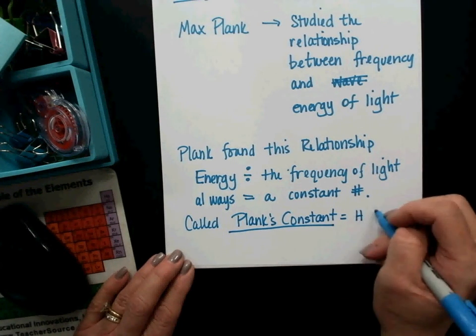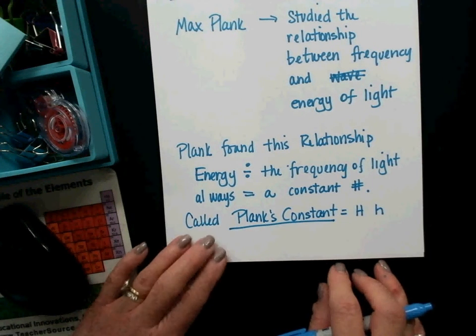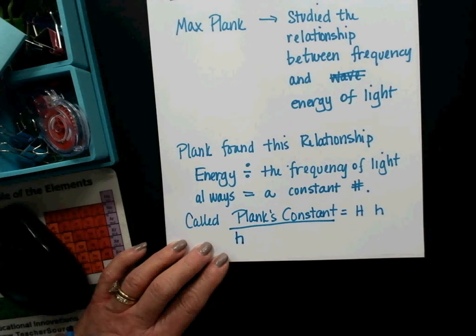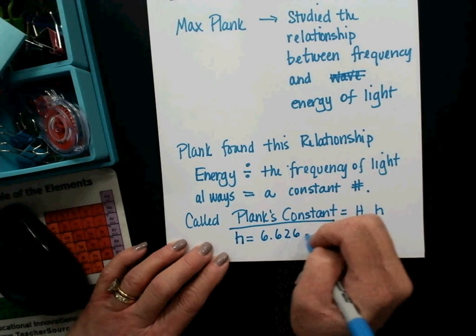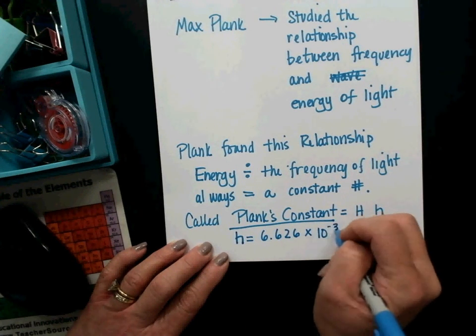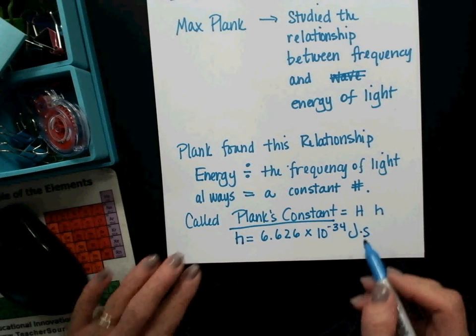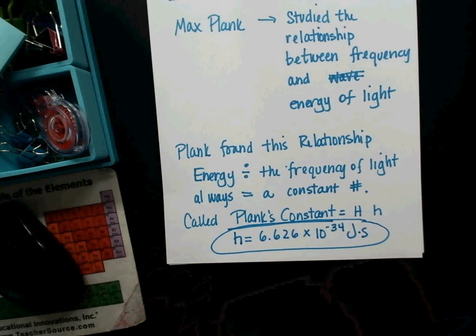And the variable for Planck's constant, you'll see it either as a capital H or a lowercase h. Most of the time it's lowercase, so we're going to use that. Planck's constant is equal to 6.626 times 10 to the negative 34th joules times seconds. Now, I think we're going to want to stop and put that on our little card for now. J times S. Joules times seconds. We'll talk about that in a minute.